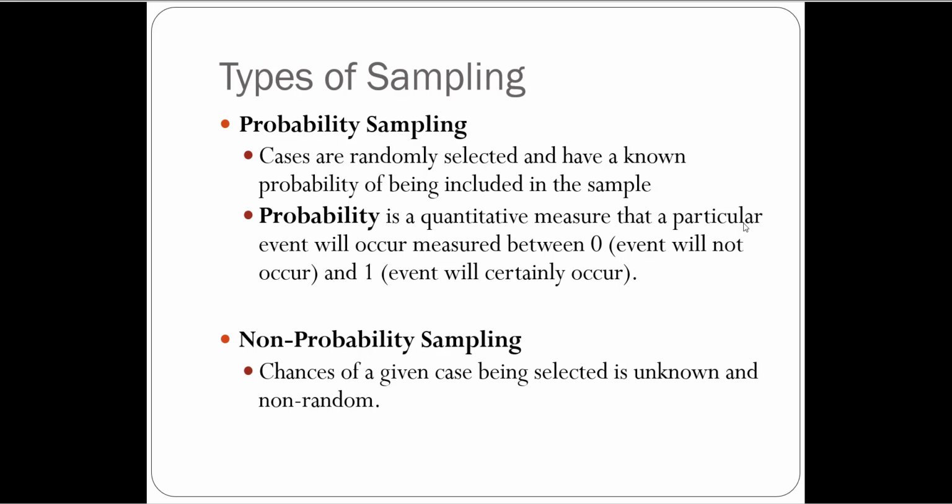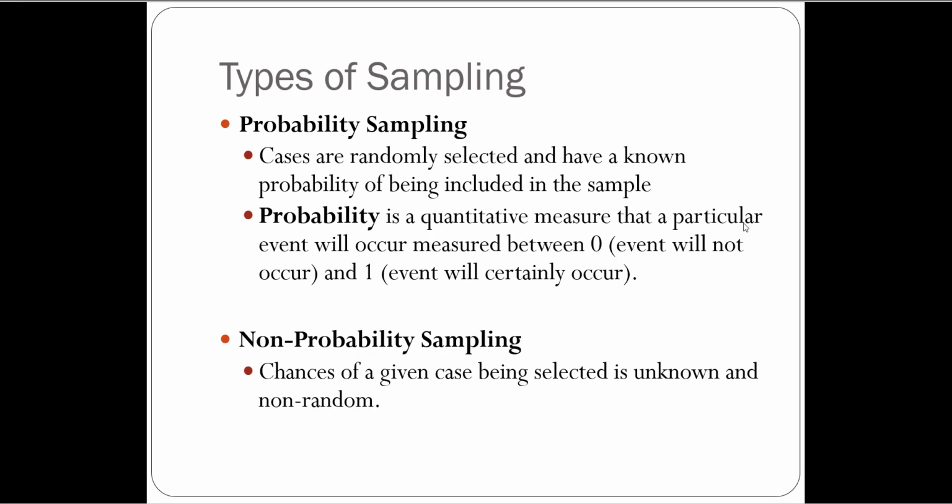And probability here is a quantitative measure that a particular event will occur, measured between 0 and 1, 0 being the event will not occur, and 1 the event will certainly occur. And so with probability sampling, we know the chance or the probability of any given person to be selected into our sample, or any given case to be selected into our sample, on a probability of 0 to 1.